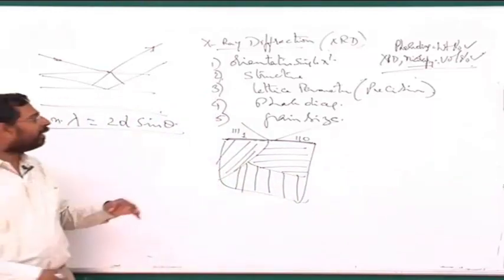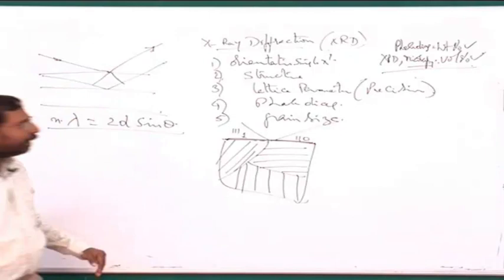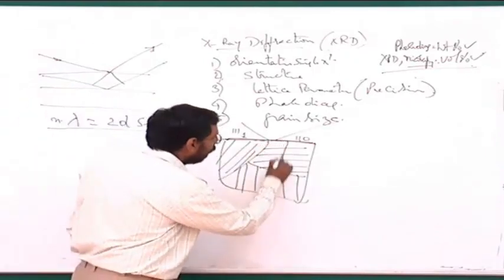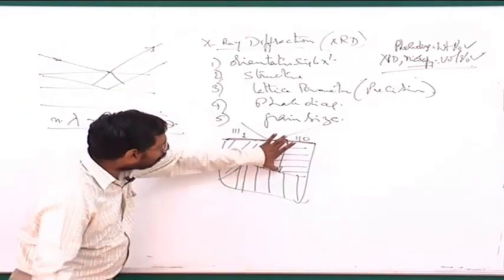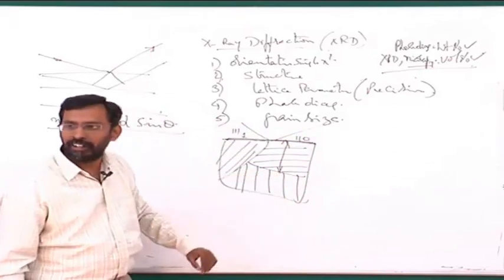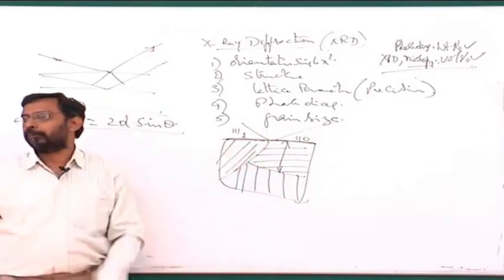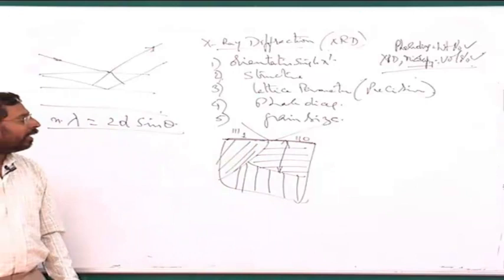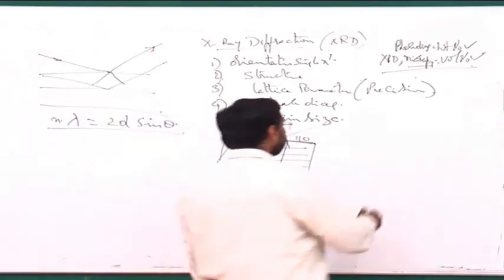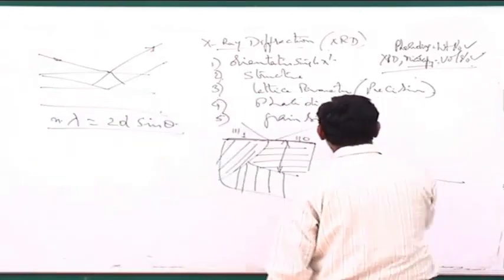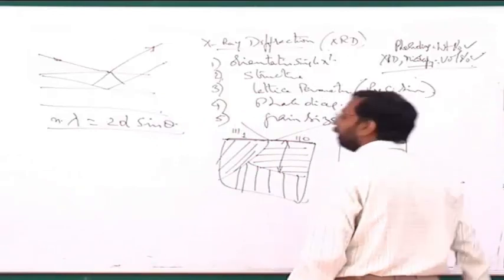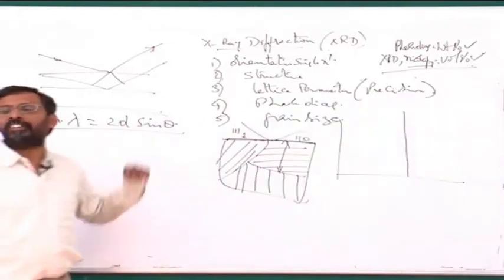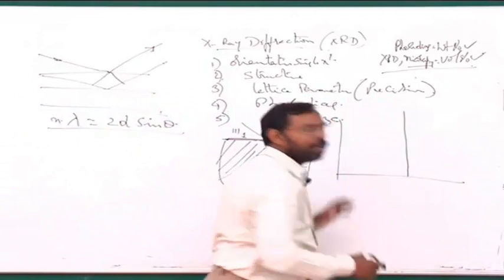So as a result, we get diffraction, and if this grain size is limited, then the number of planes which are parallel to the surface within it is limited. If that is the case, then in principle, if I do an XRD pattern, I should get a peak like this, which is called a delta function in principle. It should just be a line.